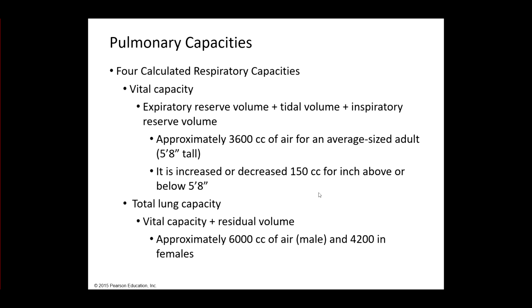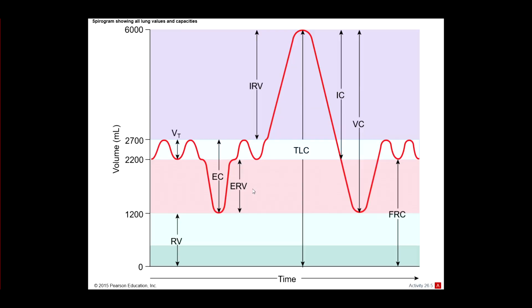You can see here it's approximately 3,600 in an average size adult, about 5'8", and then you can measure up or down based on that. It's increased or decreased 1,500 for each inch above or below. On average, in males, it's about 4,800 cc, and in females 3,100 cc. Again, it's very variable.